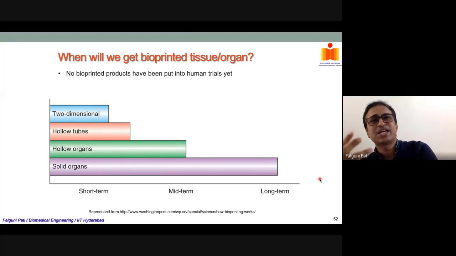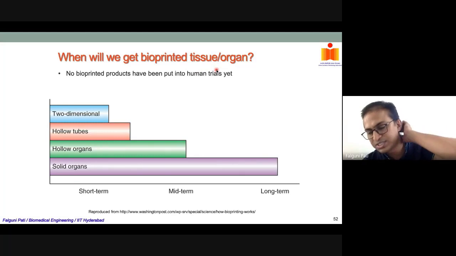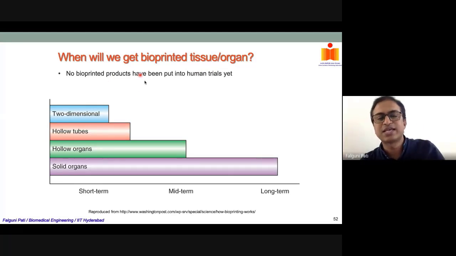But there are a few technological challenges, also a few regulatory challenges in this area. Till now, no bioprinted products have been put into clinical human trials yet. Clinical trials are not going on. There are various reasons for this. As I told, the technology is not that mature that they can develop solid organs. Also, the regulatory bodies have to come up with regulations on how they can actually approve this bioprinted product. So that is another challenge.